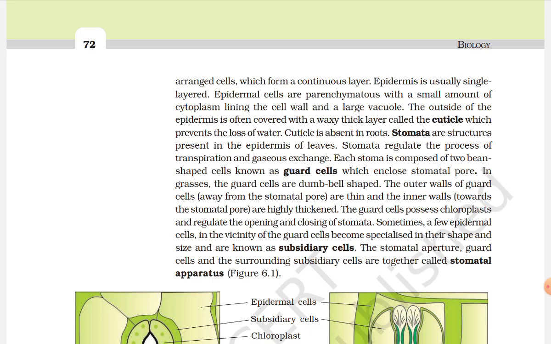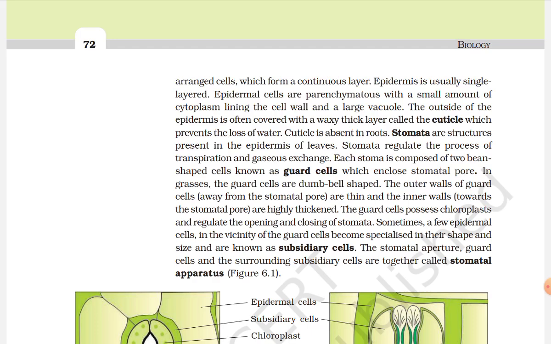The outside of the epidermis is also covered with a waxy thick layer called the cuticle, which prevents the loss of water. Cuticle is absent in roots. Stomata are structures present in the epidermis of leaves. Stomata regulate the process of transpiration and gaseous exchange. Each stomata is composed of two bean-shaped cells known as guard cells, which enclose the stomatal pore. In grasses, the guard cells are dumbbell-shaped.